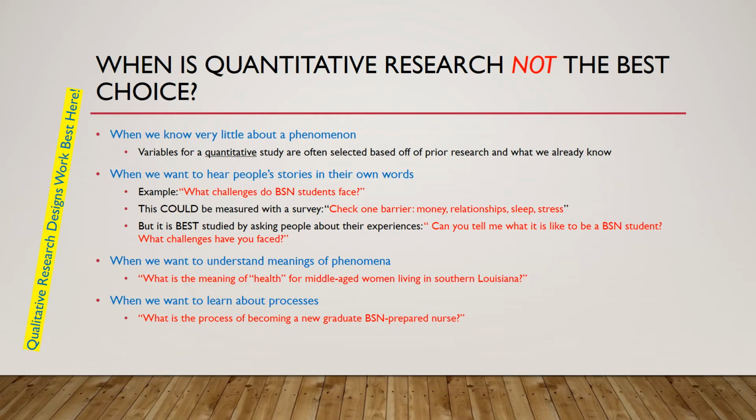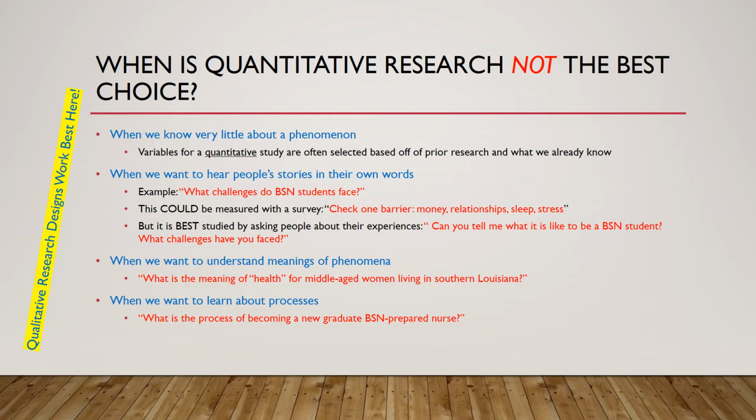However, what if I wanted to know, what do you think of the weather outside? Can you really answer that with a thermometer? So this gets at the issue of when is quantitative research not the best choice. And in the cases we'll discuss here, we're talking about when qualitative designs are more appropriate than quantitative. So here you can see some examples.